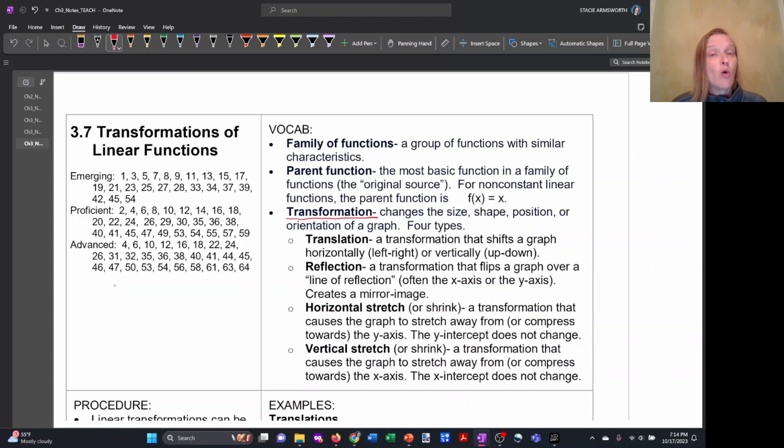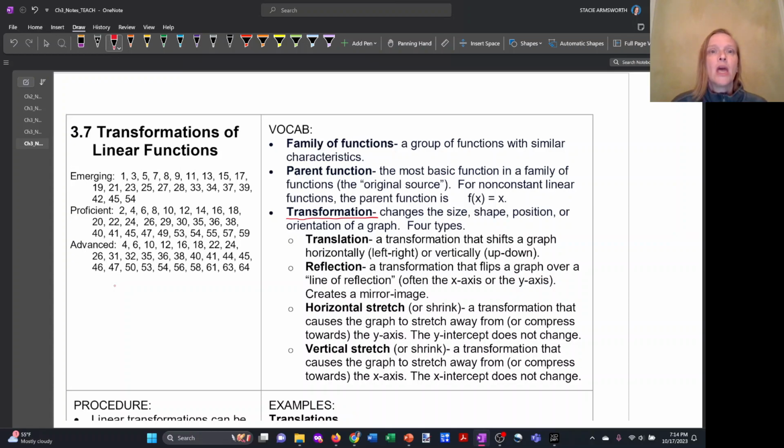Next type is a stretch, where we take a graph and we stretch it out or compress it down, either vertically or horizontally. And so horizontal stretch would be horizontally, and vertical stretch would be vertically. And so we're going to look at each of those types of transformations in turn.